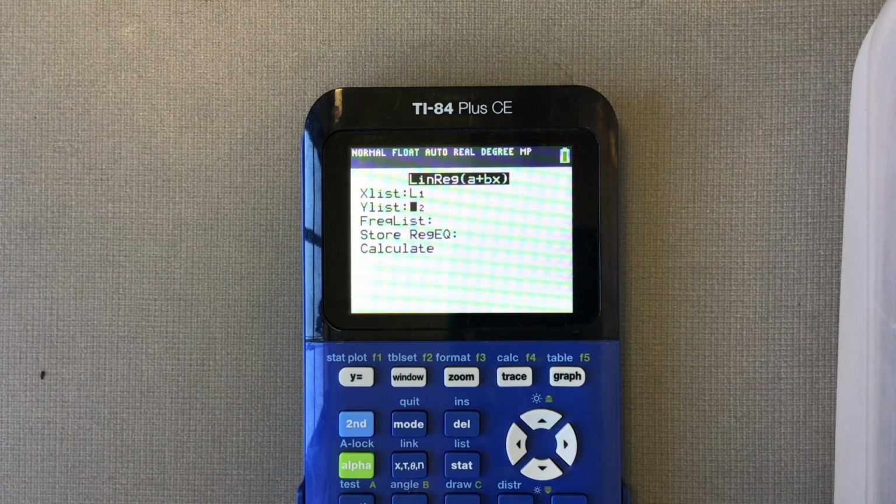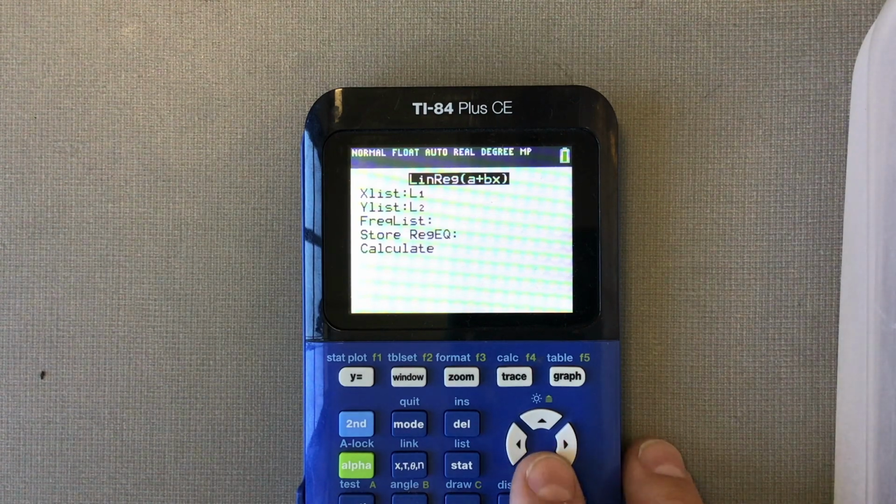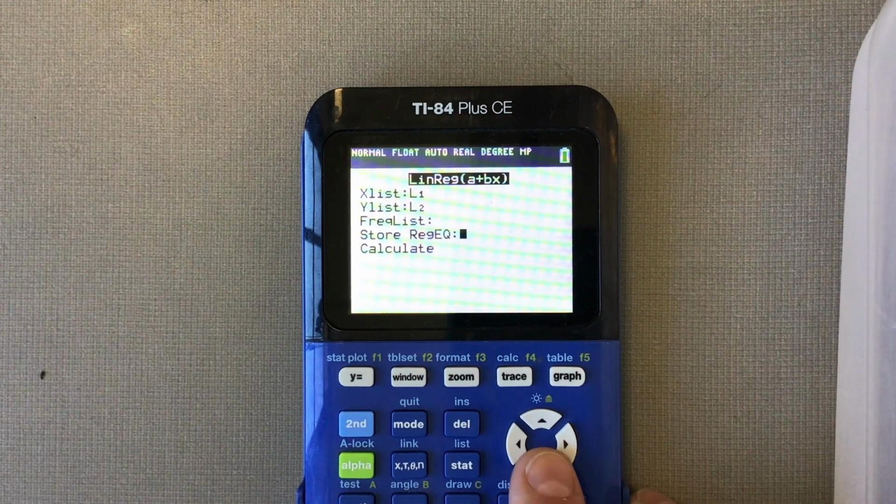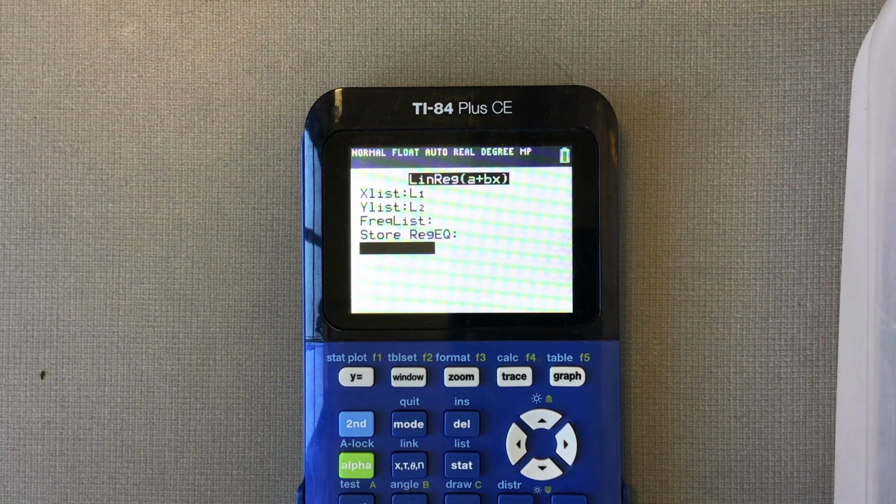But remember, if you accidentally flip-flop these, you're going to get the same R value. And then for frequency list, no, and store the regression equation, that'll be something we'll do later on, but right now we're not interested in that. Instead we're just going to hit calculate.